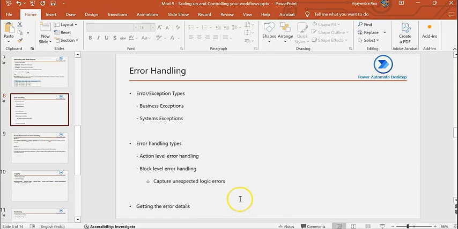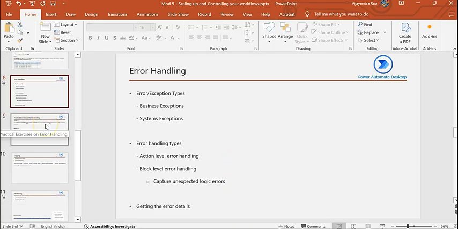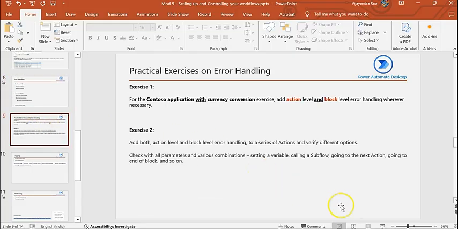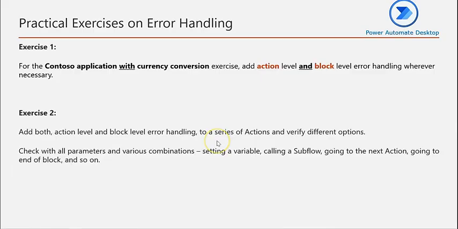So the get last error action is very important. Check out its different options by printing it into a display message box and see what all it shows. I'll have this as a practical exercise for error handling.